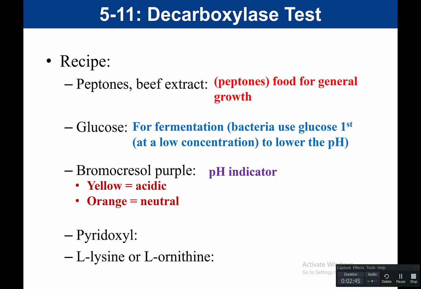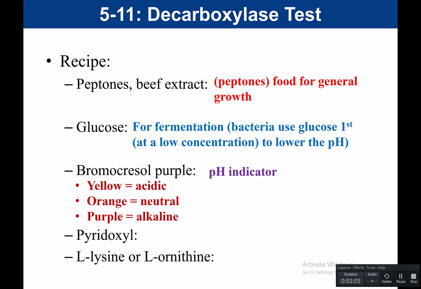Because remember that most bacteria are neutrophiles. They grow best at a neutral pH. So that kind of orangish color is going to be our neutral. And again, purple is going to be our alkaline. The name tells you the alkaline color.